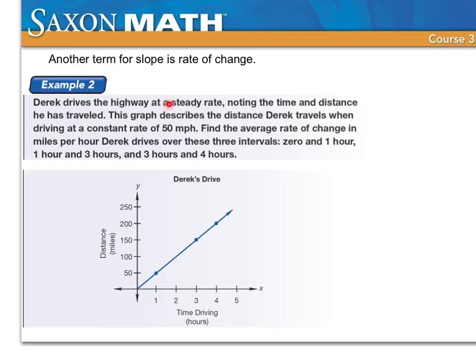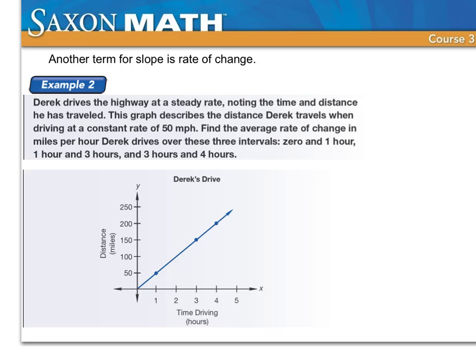Example 2 says, Derek drives the highway at a steady rate, noting the time and distance he has traveled. This graph describes the distance Derek travels when driving at a constant rate of 50 miles an hour. So he's driving 50 miles an hour all the time. We want to find the average rate of change in miles per hour that Derek drives over these 3 intervals: 0 to 1 hour, 1 hour to 3 hours, and 3 hours to 4 hours. So if we look here, we've got the points that we need to use.